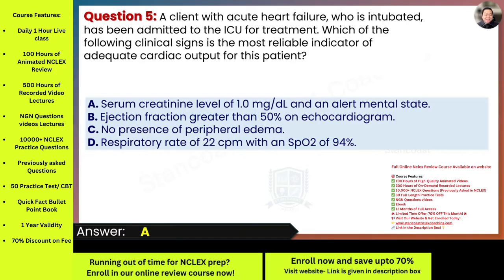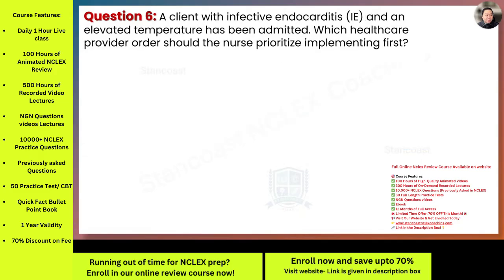Now, since cardiac output is all about delivering oxygenated blood to the vital organs, a normal creatinine level in this case and an alert mental state strongly suggest that the client has adequate cardiac output. Let's have number 6.